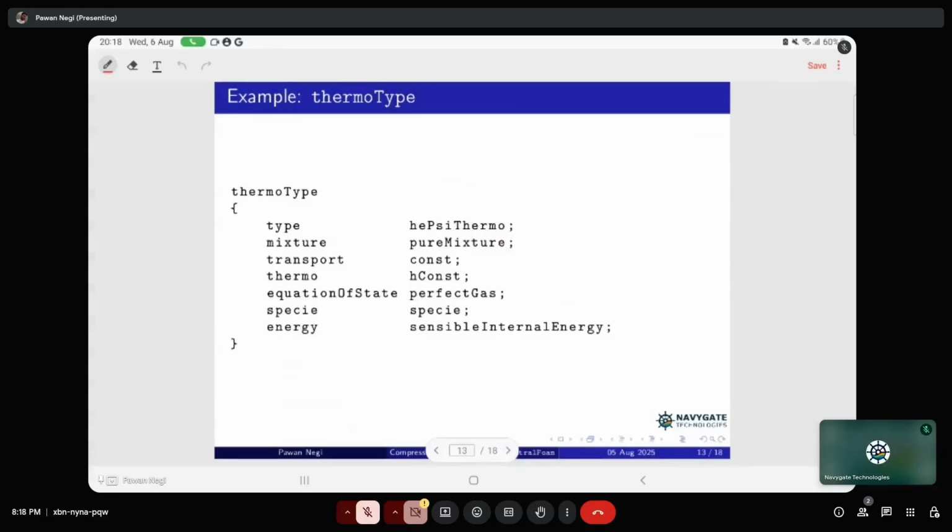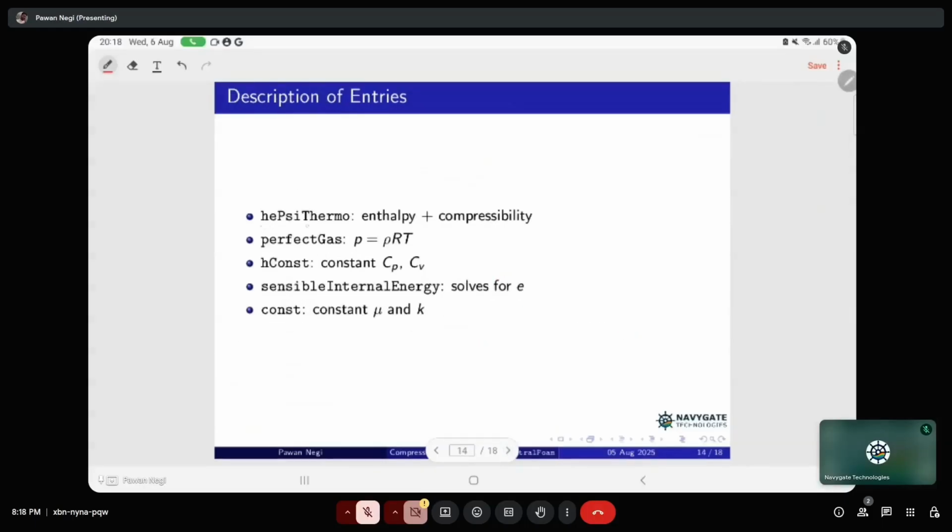In a thermotype dictionary, you can pass all kinds of values which tell you how different variables are linked. Let's talk about them one by one. This tells you how the enthalpy and compressibility are linked. Compressibility affects the speed of sound, and from the speed of sound your time steps are affected, and from the equation of state you will get how pressure is related to two other variables. In this case, this is the perfect gas.